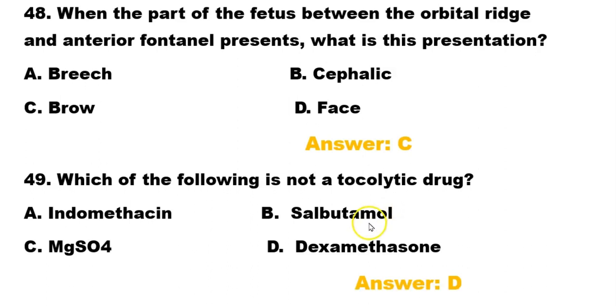You said D, you have got it, because dexamethasone is a corticosteroid. It is used to enhance fetal lung maturity. It is not a tocolytic agent. Tocolytics like magnesium sulfate, indomethacin, and salbutamol are used to delay preterm labor.